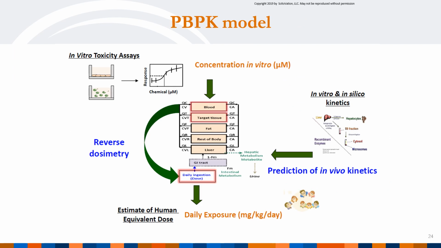Now let's look at PBPK models and how we can use them to do IVIVE. An in vitro toxicity assay will give us a point of departure here that we can use in the PBPK model to derive an oral equivalent dose. This is something that can be used to compare species sensitivity, for example.